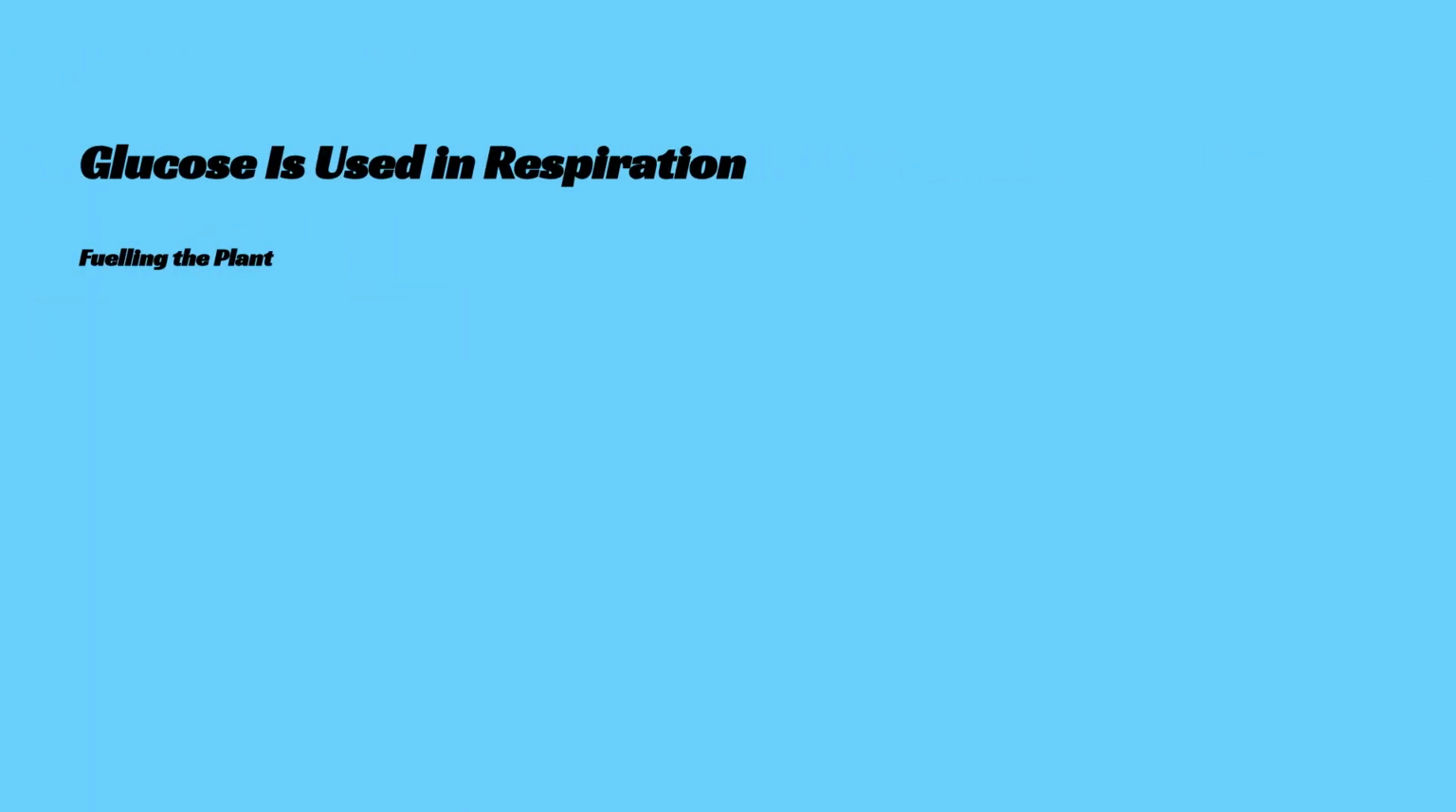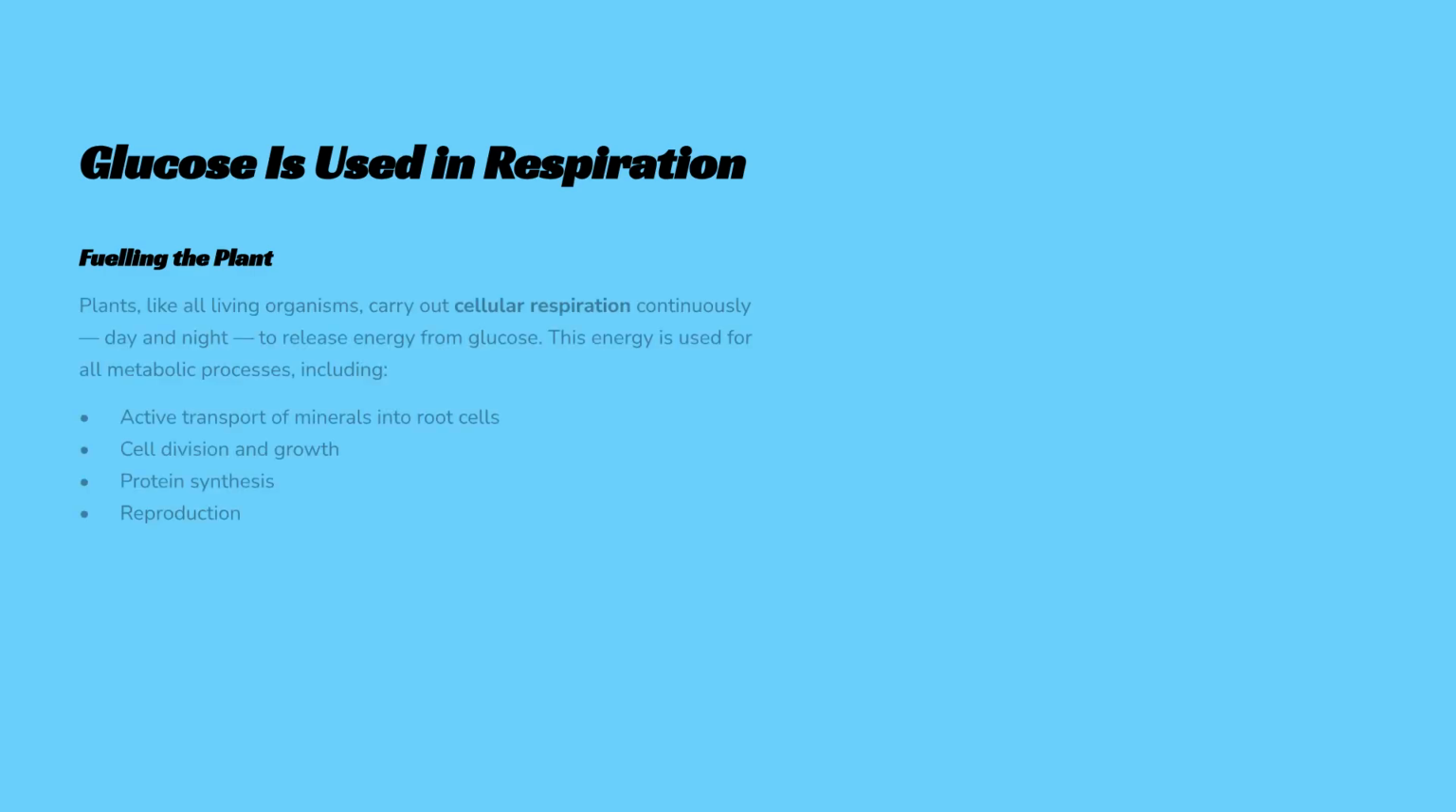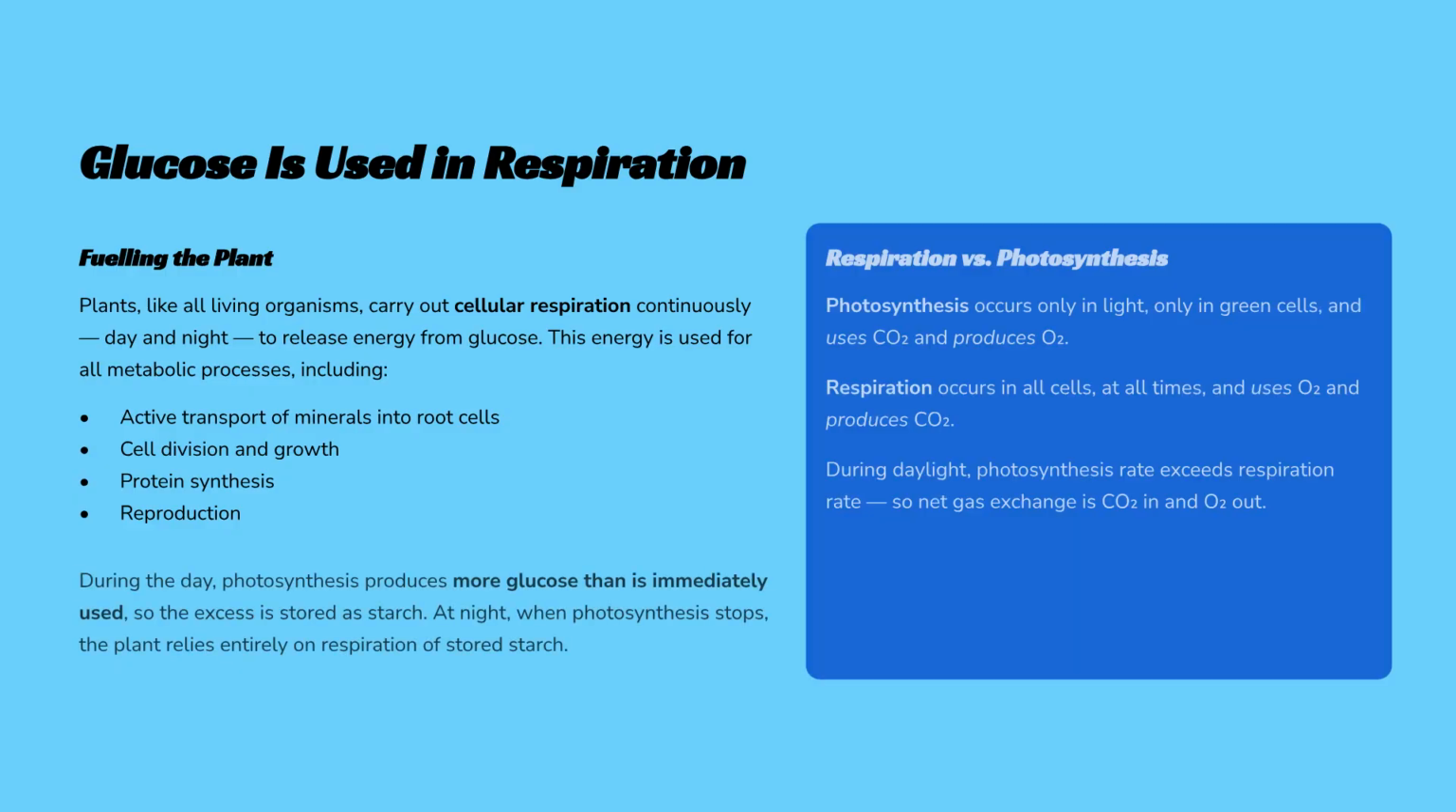Plants use cellular respiration continuously, day and night, to release energy from glucose for all metabolic processes. During the day, photosynthesis produces more glucose than is used, storing the excess as starch. At night, the plant uses this stored starch for respiration. Photosynthesis occurs in light and green cells, using carbon dioxide and producing O2. Respiration occurs in all cells, using O2 and producing carbon dioxide.